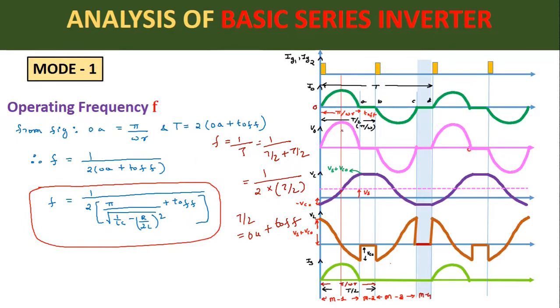Now here OA is equal to pi upon omega r, as you can see in the figure. Now we will put the formula of ringing frequency omega r here. We will get this type of equation. So this is the final equation for the operating frequency.